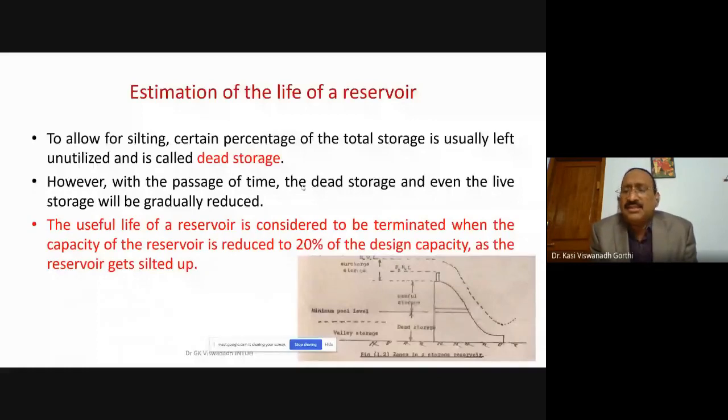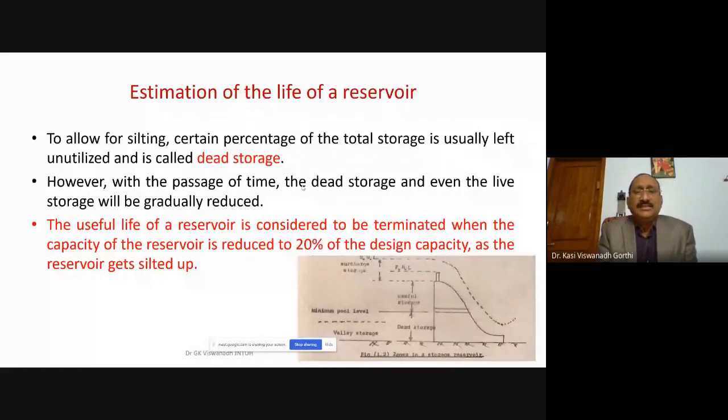The dam may be safe. There is no problem for the dam at all. For 100 years, 200 years, the dam is safe. But still, the life of the reservoir may not be there. What do you mean by that? The reservoir becomes useless because silting keeps coming and joining. More and more of the capacity of the reservoir is filled with silt, with sediment, rather than water. Then we say that the capacity of the reservoir is useless, and hence the life of the reservoir is over.